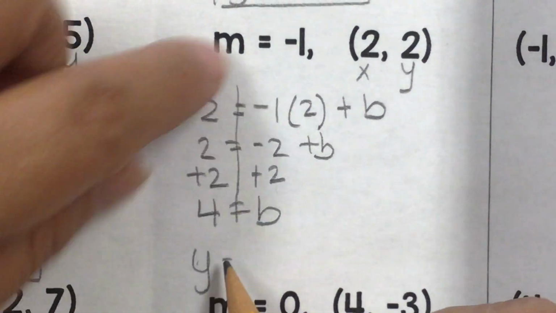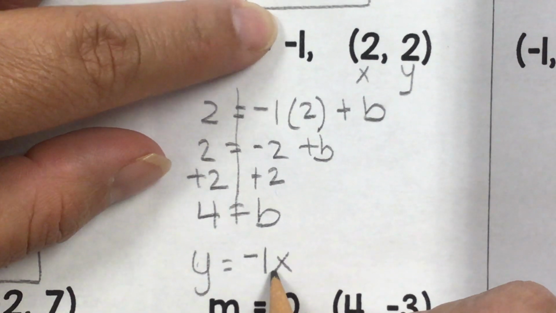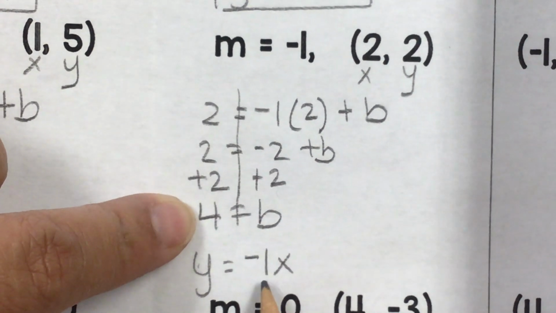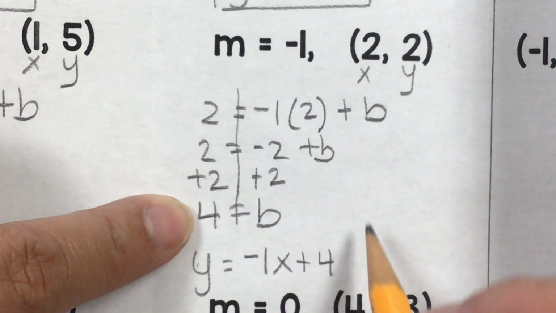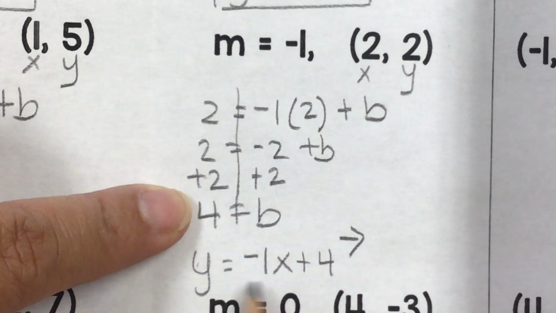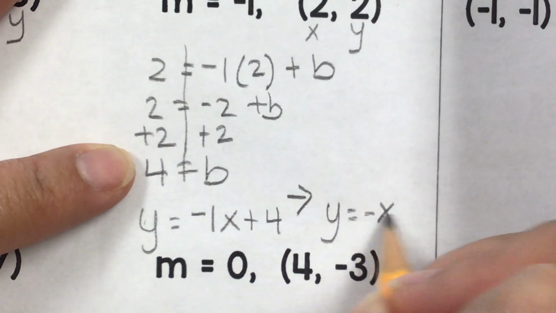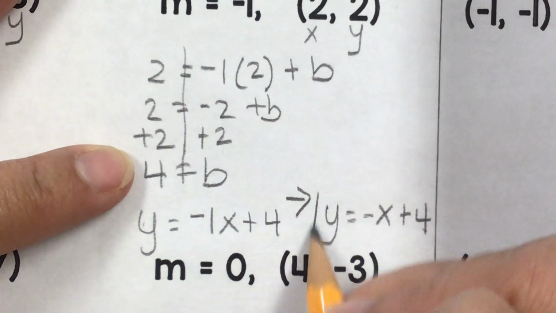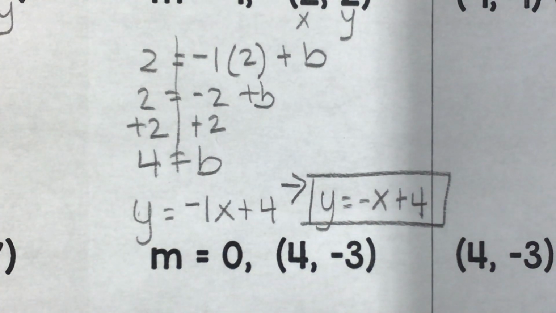Y is equal to m, which is a negative 1, x. And then since this is a positive 4, we have to write plus 4. I want you to remember that this equation is the same thing as y is equal to negative x plus 4. And this would be the most correct answer because it was the most simplified.